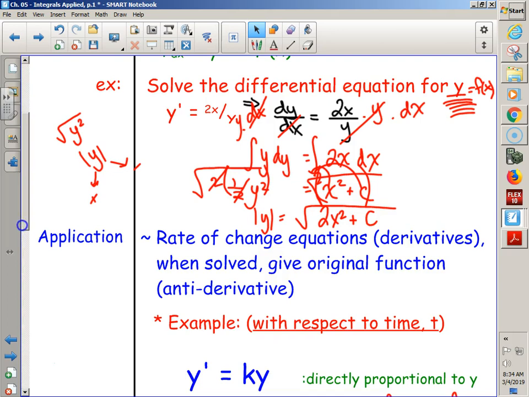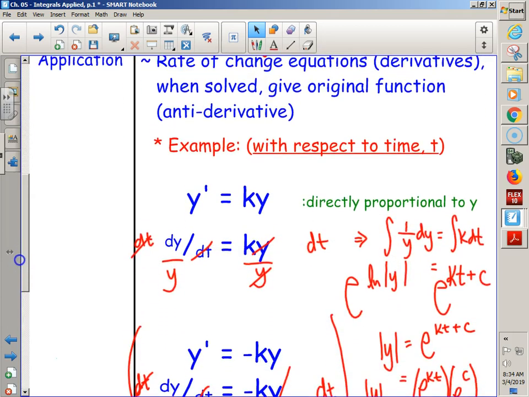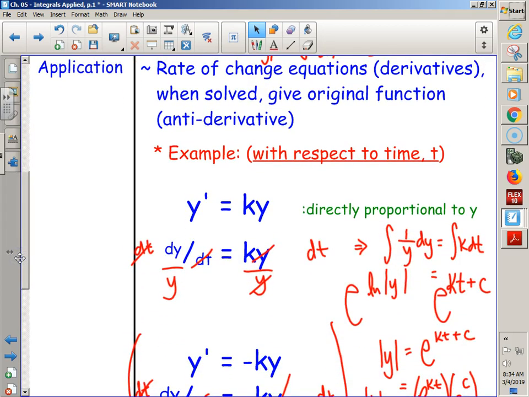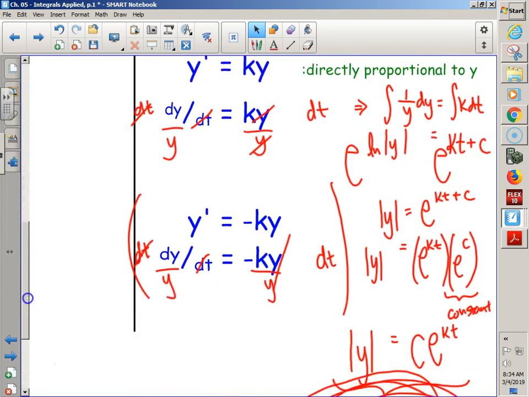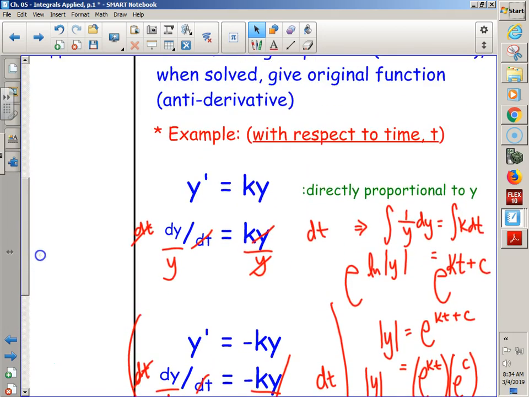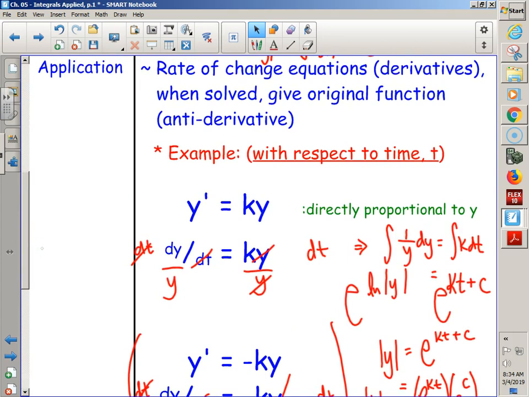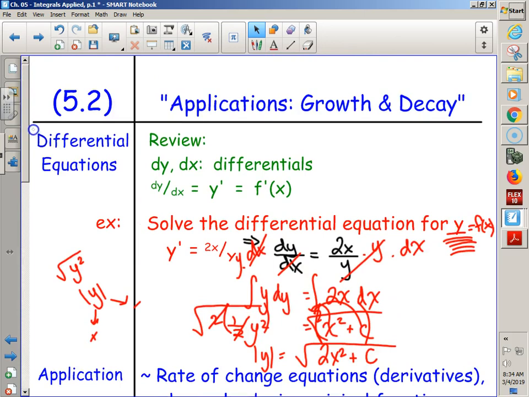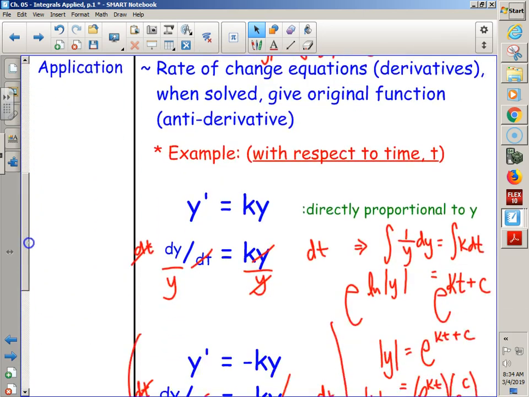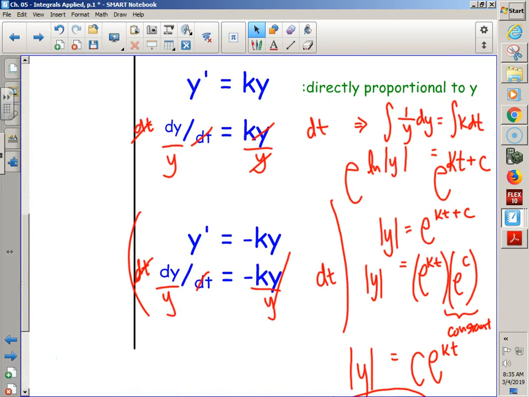But in section 5.2, we are zeroing in on one specific type of differential equation where the rate is directly proportional to the amount, with either a positive constant or a negative constant. The rate is directly proportional to the amount. And this is the basis of exponential growth and decay. And so we saw on Friday that this is a very specific type.